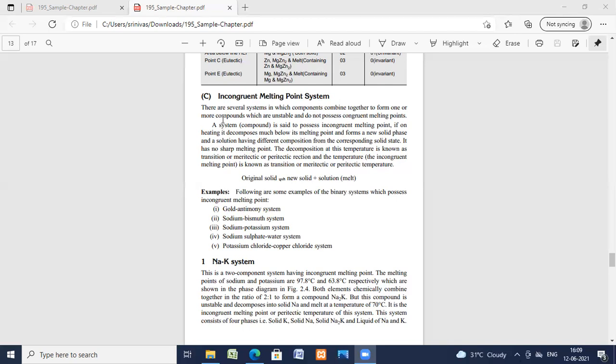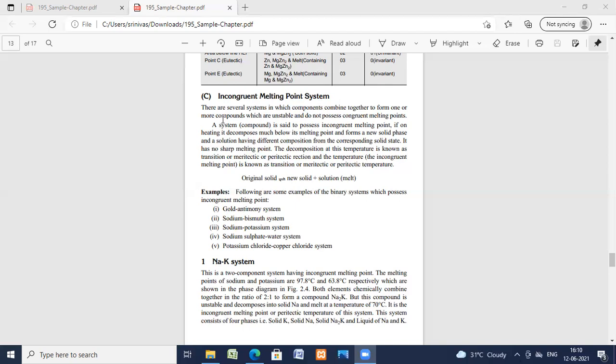And in the two component system, the two components don't react, but you get an intimate mixture. That is one type, A type. Now, the B type of two component system is where the two components react and form an intermetallic compound, which is stable till its melting point. That is the congruent melting system, B type. Now coming to the C, incongruent melting point system.